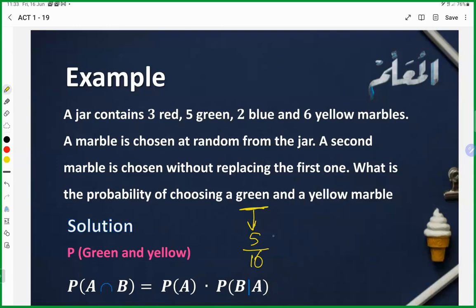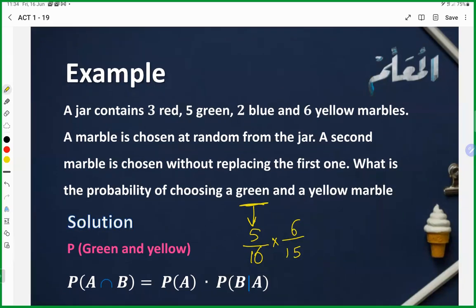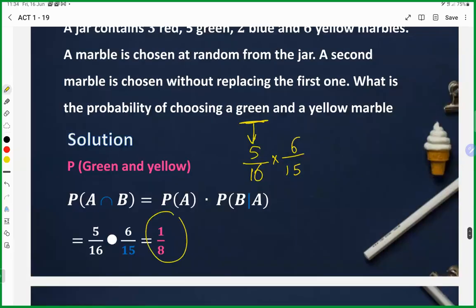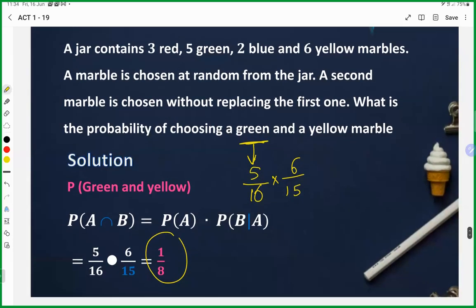Okay. I didn't replace it back. So what happened now? Multiply by what? Yellow. What's the yellow? It's 6/15 because I didn't return the green back. So what's the solution in this case? 1/8. Suppose I added something like a red, multiplied by 3/14.